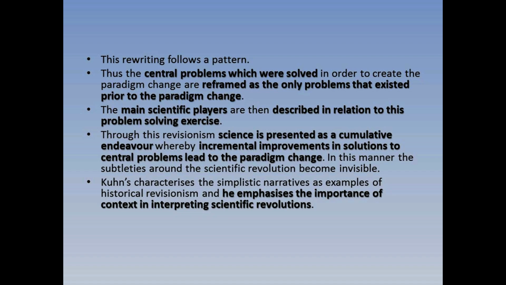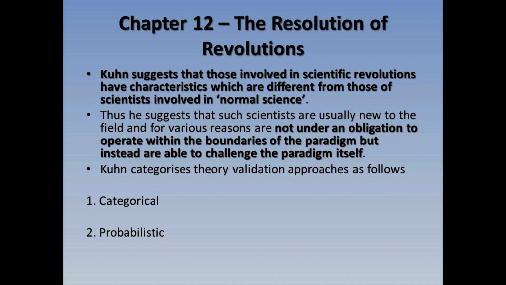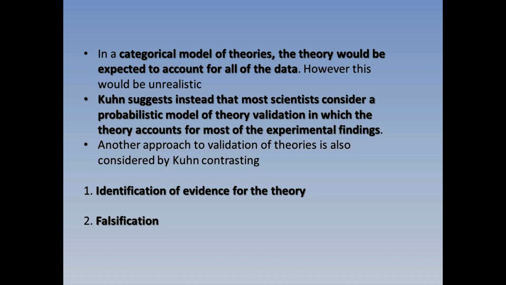All other problems vanish. In Chapter 12, The Resolution of Revolutions, Kuhn suggests that normal scientists and revolutionary scientists differ from each other, and that revolutionary scientists are able to challenge the paradigm. He categorizes theory validation as categorical or probabilistic. Categorical models explain all experimental findings, and the more realistic probabilistic models account for most of them. Theory validation occurs by identification of evidence for the theory, or, as per Karl Popper, falsification.